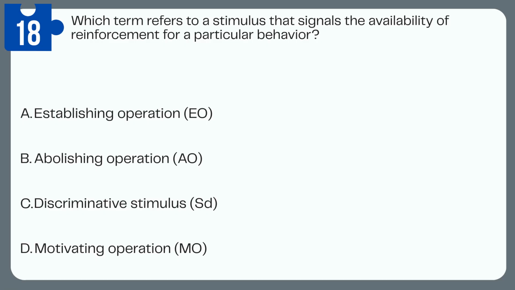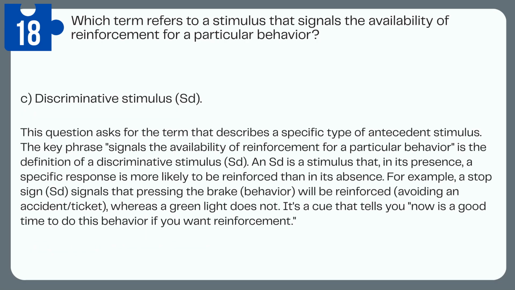A. Establishing operation, EO. B. Abolishing operation, AO. C. Discriminative stimulus, SD. D. Motivating operation, MO. Answer C. Discriminative stimulus, SD. This question asks for the term that describes a specific type of antecedent stimulus. The key phrase, signals the availability of reinforcement for a particular behavior, is the definition of a discriminative stimulus, SD.